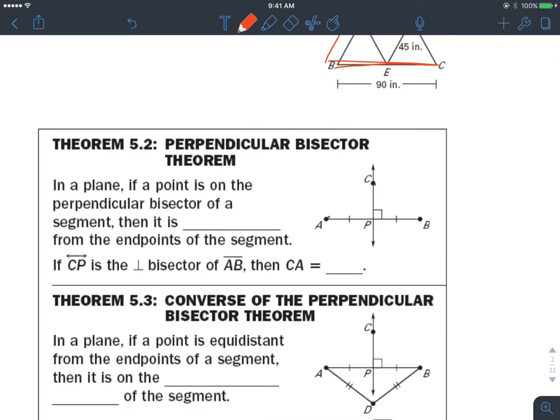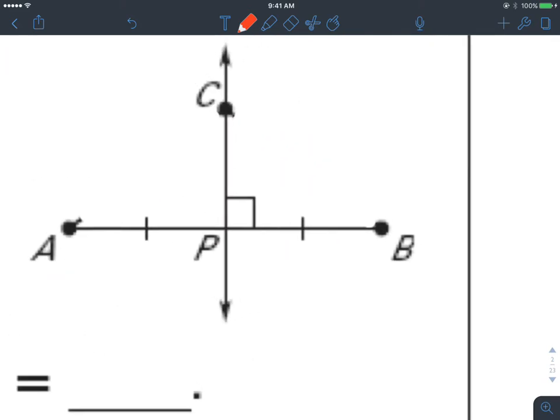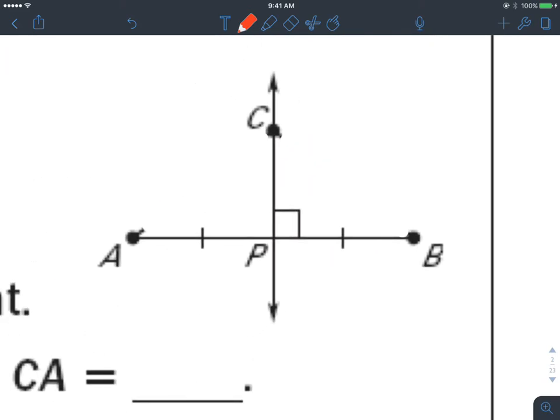Now this next theorem here, I erased a few little things because I wanted to talk about what this theorem means and why it's true based off of what we've learned in the past. So in a plane, if a point is on the perpendicular bisector of a segment, then it is blank from the endpoints of the segment. Okay, so imagine you did your constructions and got your perpendicular bisector, and then choose a random point.